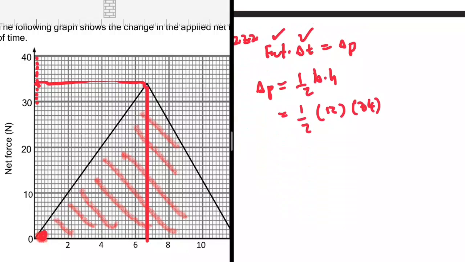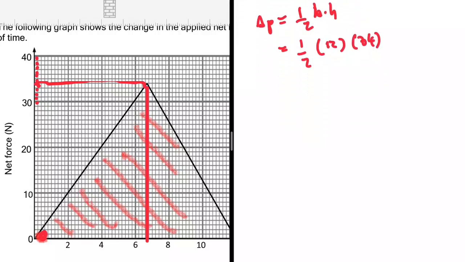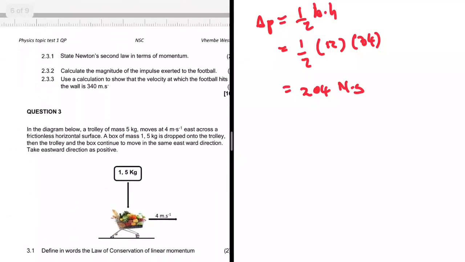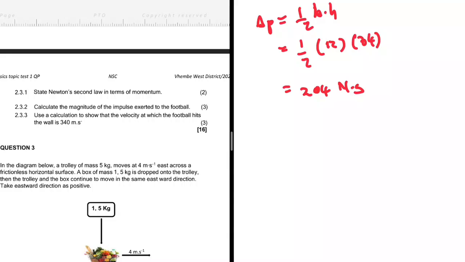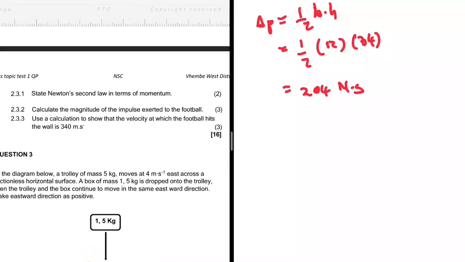And now it's just a matter of putting that in our calculators and seeing what we have. So let me just do that. I'm getting 204 newtons multiplied by seconds. Right, that is 2.3.2. 2.3.3 says to use the calculation to show that the velocity at which the football hits the wall is 340 meters per second. The velocity at which it hits the wall is 340 meters per second.